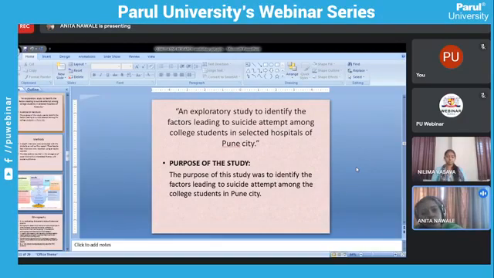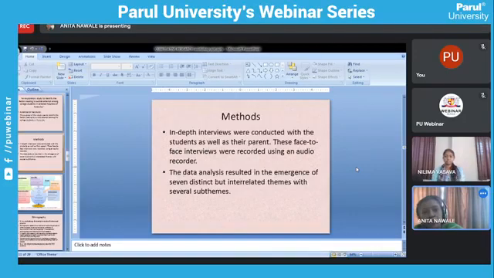Then I explained the study which I did for my PhD. It was a phenomenological study with the purpose of identifying the factors leading to suicide attempt among college students in Pune city. I took students who had attempted suicide and were admitted to the hospital for treatment, and once they recovered and got settled, I took them as my participants. In-depth interviews were conducted with the students as well as their parents, and these face-to-face interviews were recorded using an audio recorder. The data analysis resulted in the emergence of seven distinct but interrelated themes with several sub-themes.